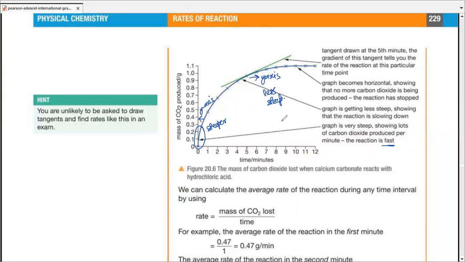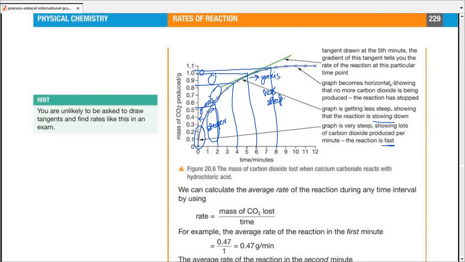The graph is getting less steep, showing that the reaction is slowly slowing down as we proceed. Take a look, the reaction is pretty fast in the first 2 minutes. Moving on to the next 2 minutes, the reaction becomes slower. Next 2 minutes, it becomes further slow. Next 2 minutes, it becomes more and more slow. So you would notice that there are very small amounts of carbon dioxide produced during these times. You will notice these circles are getting smaller, which means at the start of this reaction, it was producing a lot of carbon dioxide, and it slowly went down, producing lesser and lesser amounts of carbon dioxide as the graph proceeded. So the graph is getting less steep, showing that the reaction is slowing down.